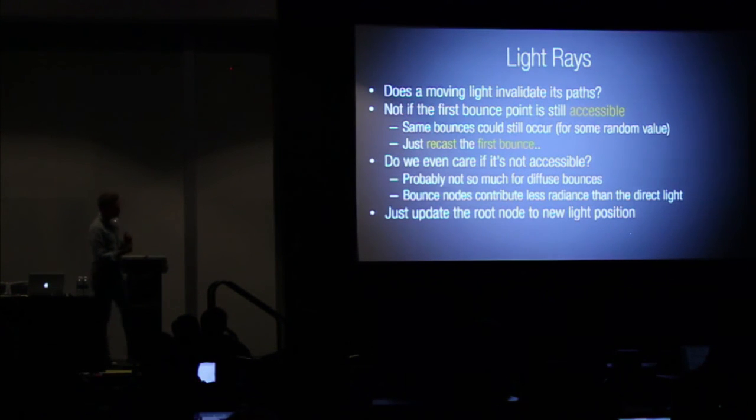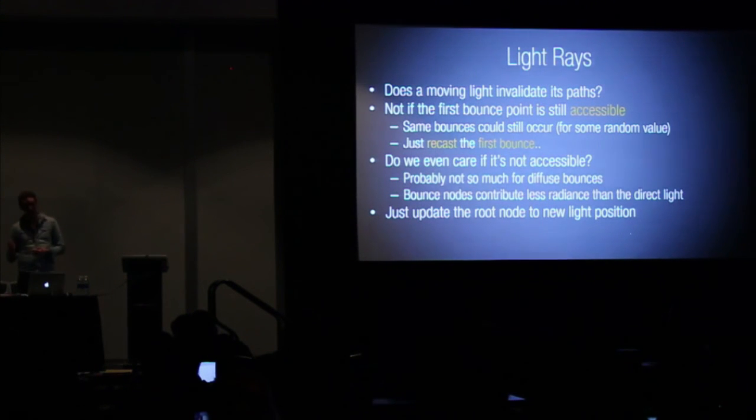I mean, if it's accessible, obviously still correct. If it's not accessible, will you really notice visually? Probably not. But you will notice if the root node, if the light, is not updated. So all I actually do is just move the light position in space and let everything else just cycle around.